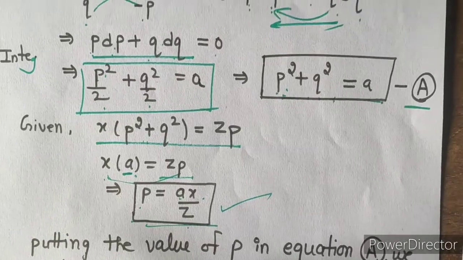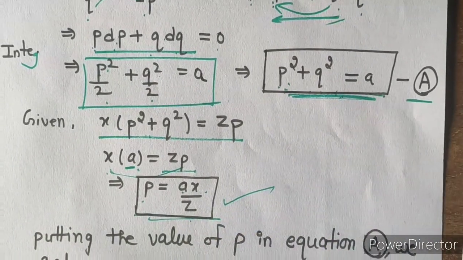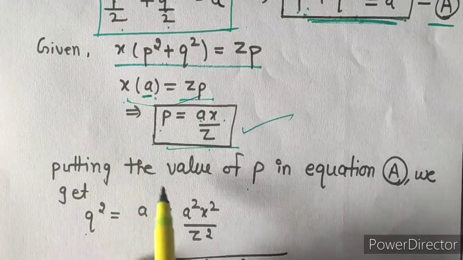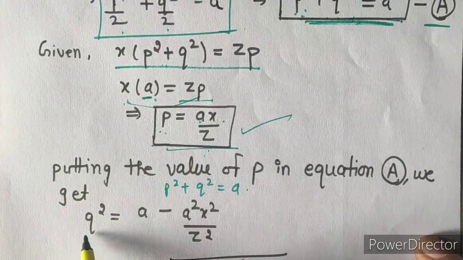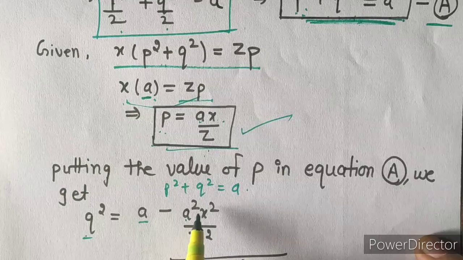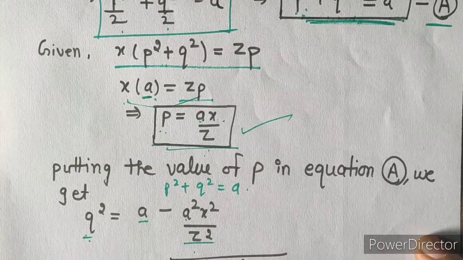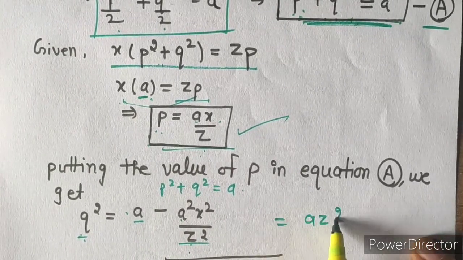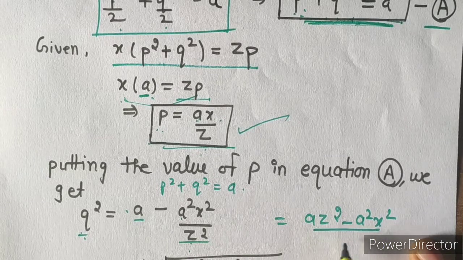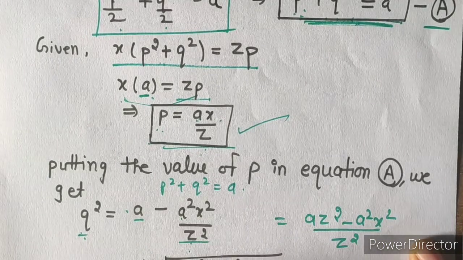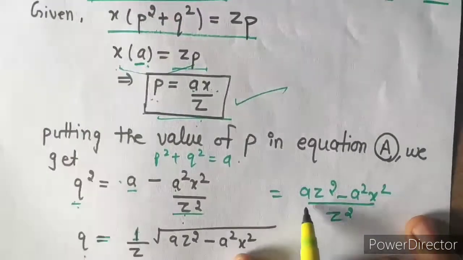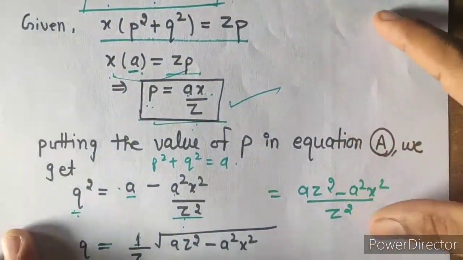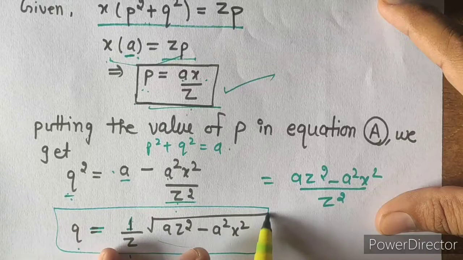Then putting the value of p in equation 1, we calculate the value of q. From p² + q² = a, putting p = ax divided by z, we get q² equal to a − a²x² divided by z². Then q is equal to, taking the LCM and then the square root on the right hand side, 1 by z into the square root of az² − a²x². Then this is the value of q.